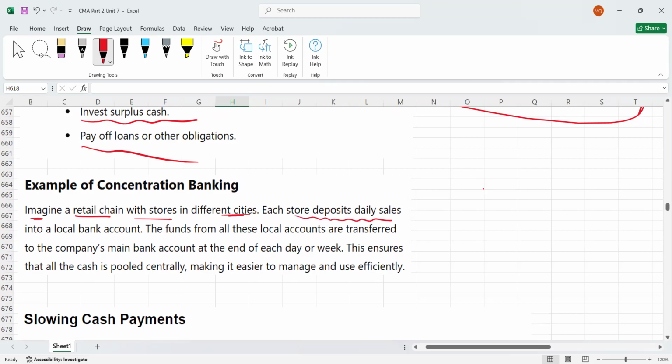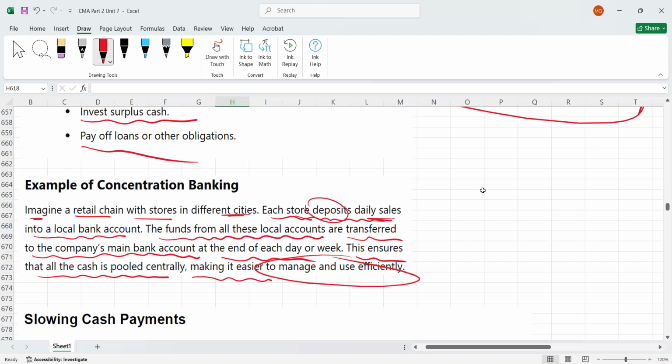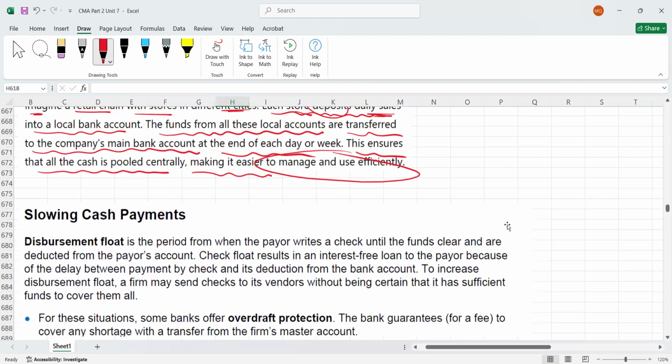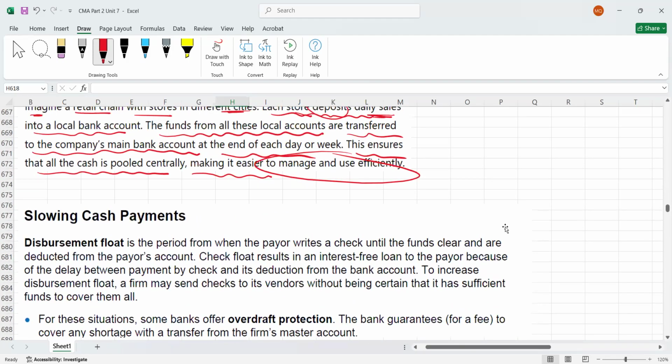Each store deposits daily sales. This is another practical example. Okay, each store deposits daily sales into a local bank account. The funds from all these local accounts are transferred to the company's main bank account at the end of each day. Right? This is practical. This ensures that all cash is pooled centrally, making it easier to manage and use efficiently. Right? So these are generally two methods which we can use, like concentration banking or the lockbox system, to speed up the cash collection. Now we are discussing slowing cash payments.